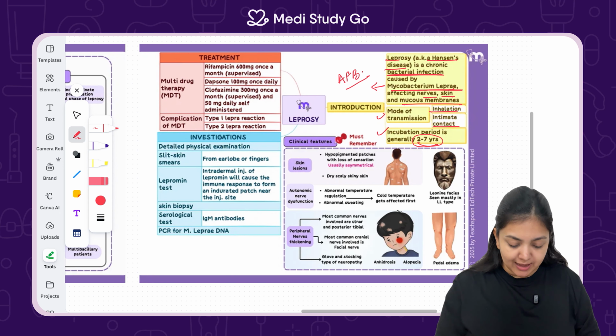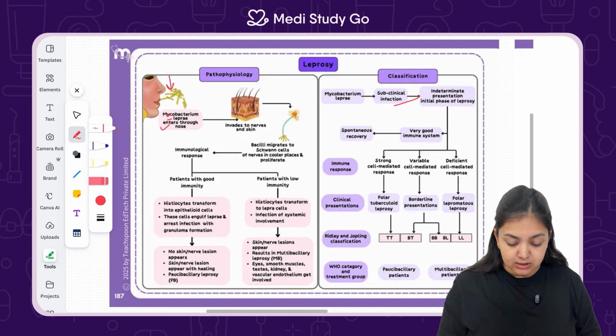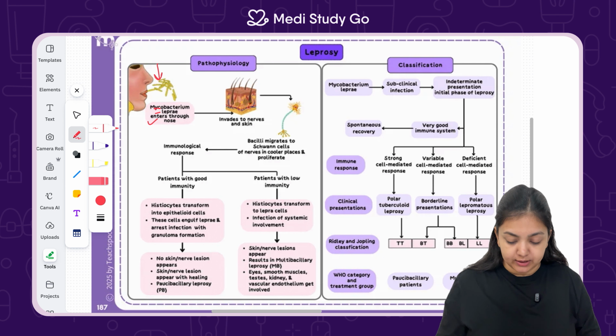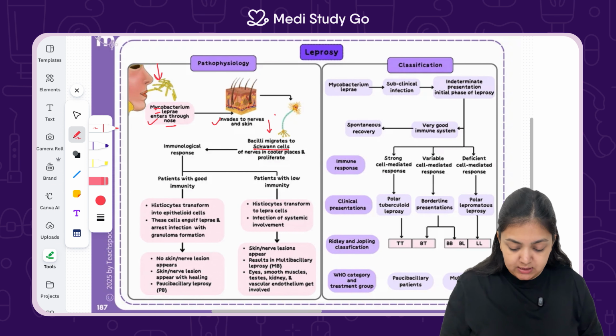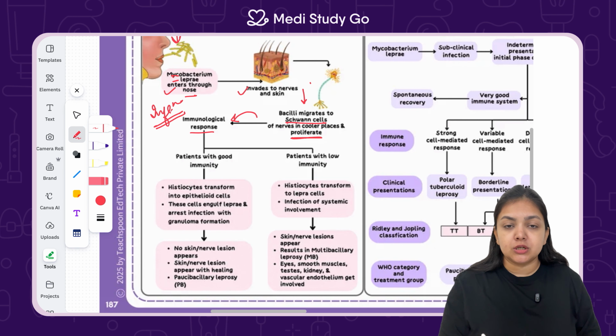So how does this bacteria actually cause the infection? That is what we read under the category of pathophysiology. When the patient gets infected by Mycobacterium leprae, it enters through the nose. This bacteria likes to stay in cooler areas. So after the nose, it invades the nerves in the skin, because under that it can reside in a cooler area and propagate easily. After this, the bacilli migrate to the Schwann cells of the nerves, and in the cooler places they try to proliferate. After this, inflammation of the nerve cells invokes an immunological response and inflammation.